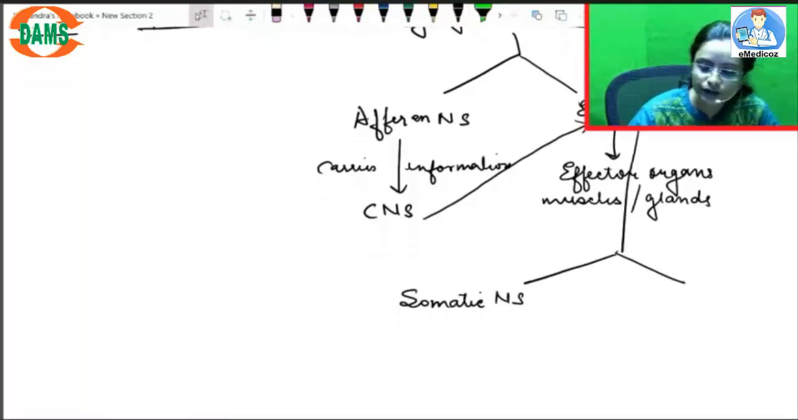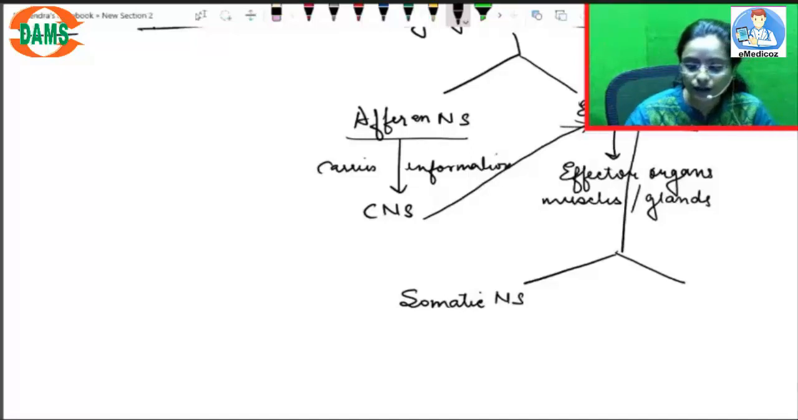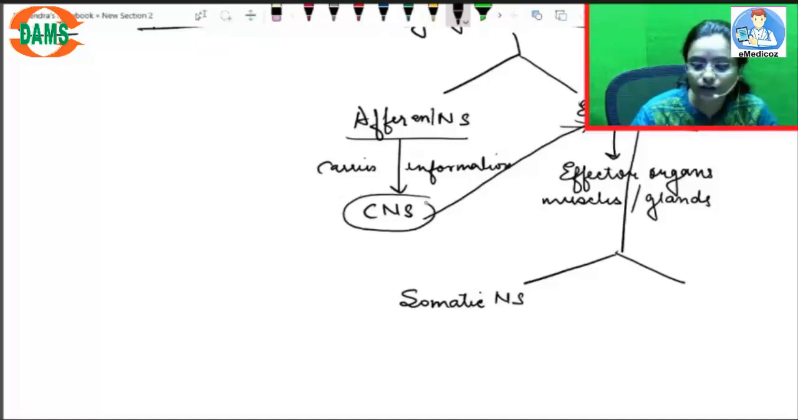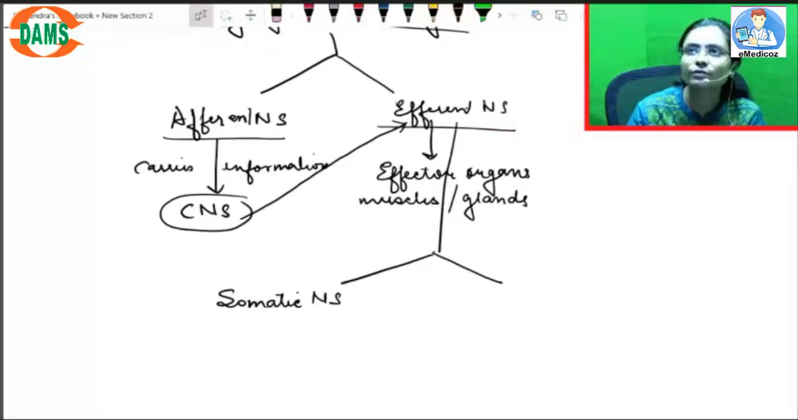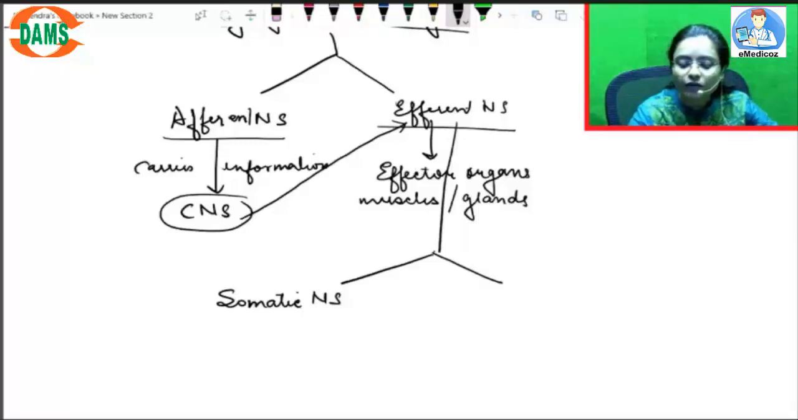The afferent nervous system carries the information to the central nervous system, and from the central nervous system it again carries the information to the efferent nervous system. For example, if we touch any hot thing, immediately the information is passed to the nervous system that this is hot, and then the nervous system again passes the information to the hand that this hand should be moved out. This is known as efferent nervous system. इसको कहते हैं efferent nervous system.